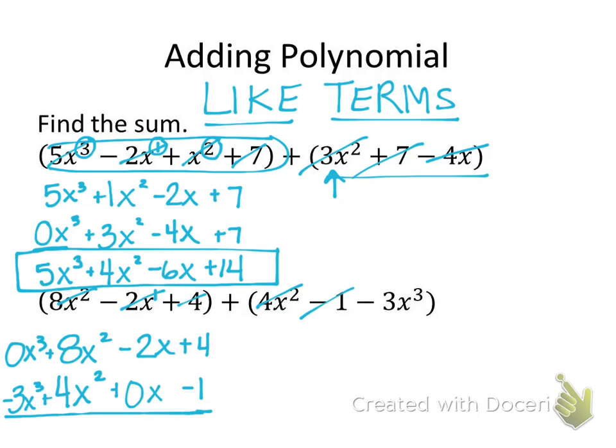I just add. 0 plus negative 3 is negative 3x to the third power. 8 plus 4 is 12x to the second power. Negative 2 plus 0 is negative 2x. And 4 minus 1 is 3. So this would be my final answer. And again, I know that it's in standard form because that's what I did at the very beginning.